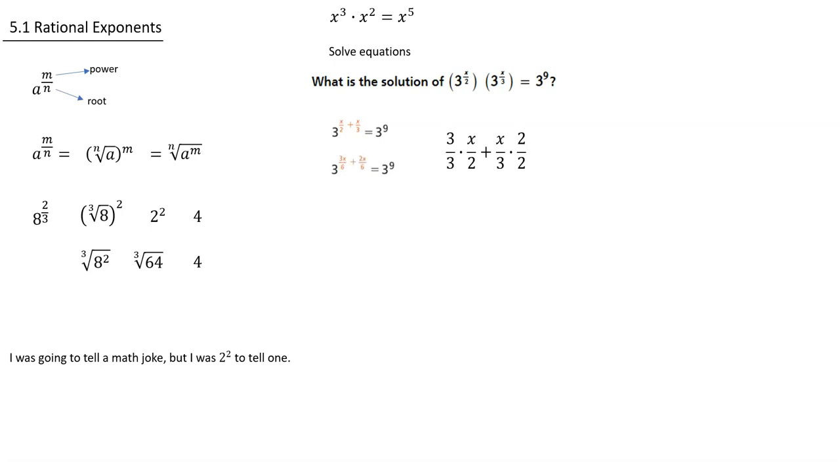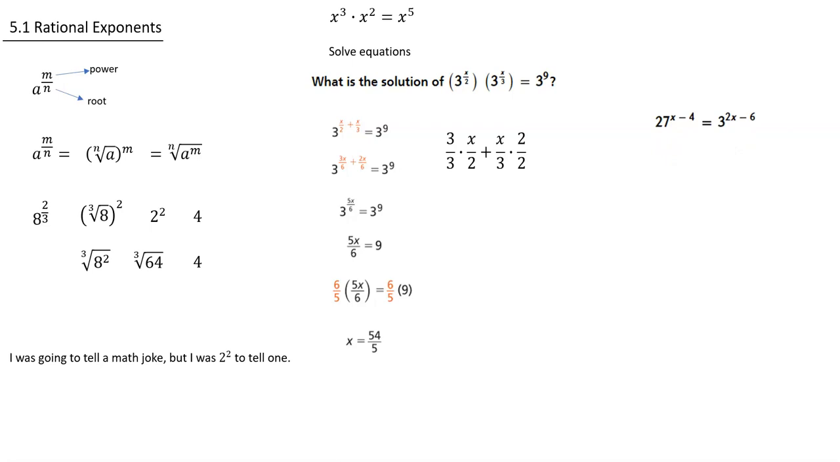So we get 3 to the 3x over 6 plus 2x over 6 equals 3 to the 9th. Now we have the same denominator, so we can add the two fractions. So 3x plus 2x is 5x. And now we have a single term on each side of the equal sign. Since the bases are the same, they're both 3 and they're equal, then the exponents have to be equal. So we just set the exponents equal to each other. 5x over 6 equals 9. And now to solve for x, we'll multiply by the reciprocal, which is 6 over 5. And so we get x equals 54 over 5.